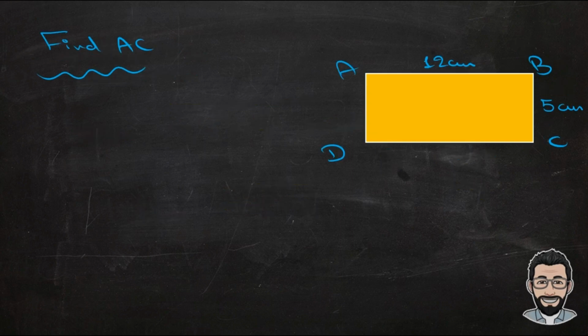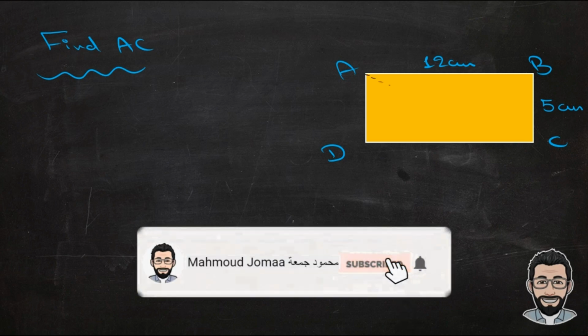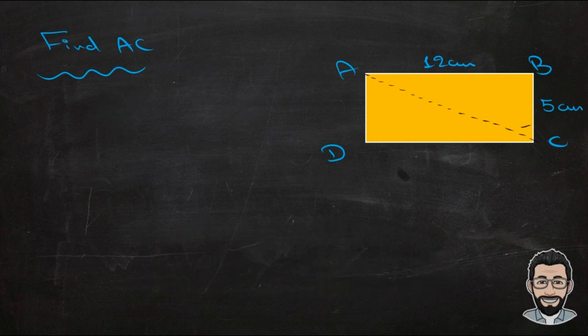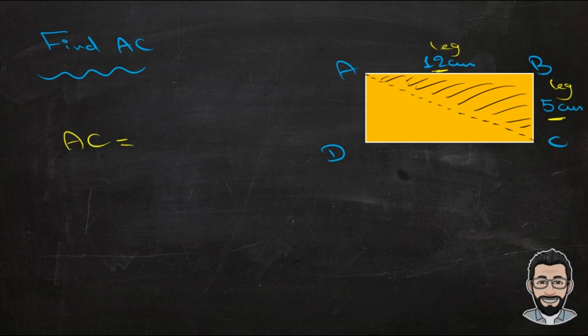Another question, find AC. Find the diagonal here, which is AC. Focus only on this triangle, for example. You have here two sides, 12 and 5. These are legs, because the longest side is the hypotenuse. So how can you find any hypotenuse in any right angle triangle? Yes, great, square root. The first number, 12 power 2, plus the second number, which is 5 power 2, equals 13 centimeters. Great.